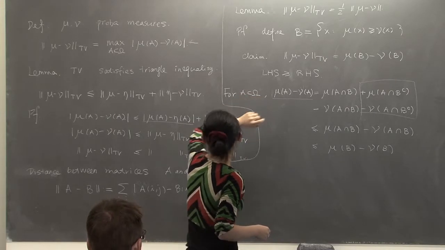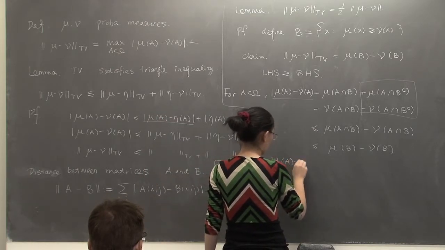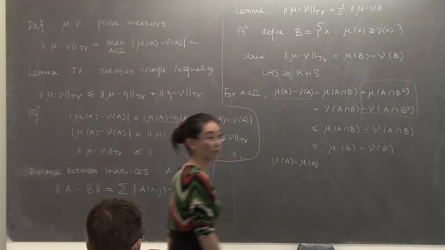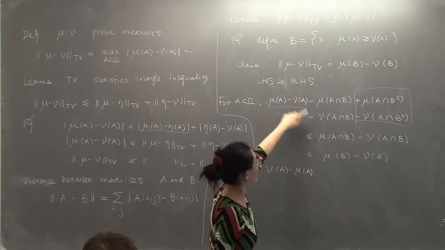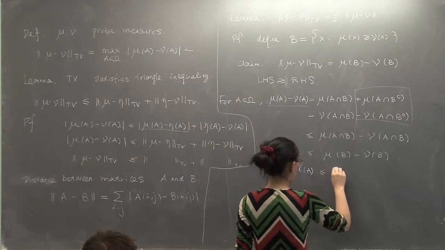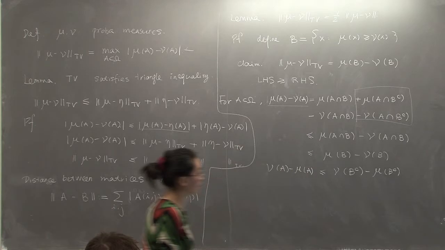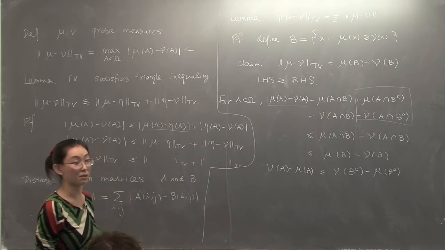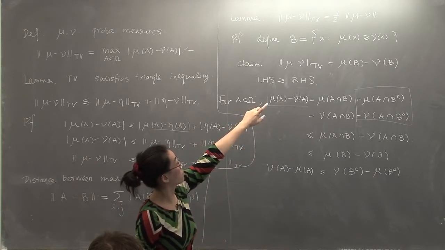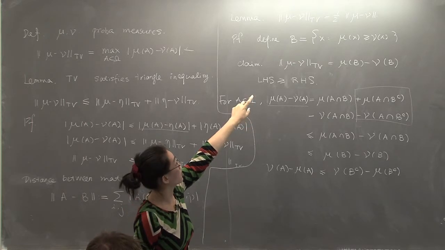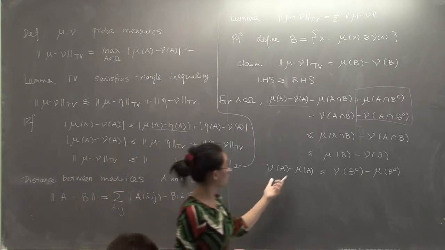But in the definition of the total variation distance, we need to take the absolute value. So we also need to show that nu A minus mu A is bounded by the same quantity. OK, we repeat exactly the same procedure. We can show that this one is bounded by nu B complement minus mu B complement. The only difference is that now we switch the roles of mu and nu, so B complement is the set where nu is greater.